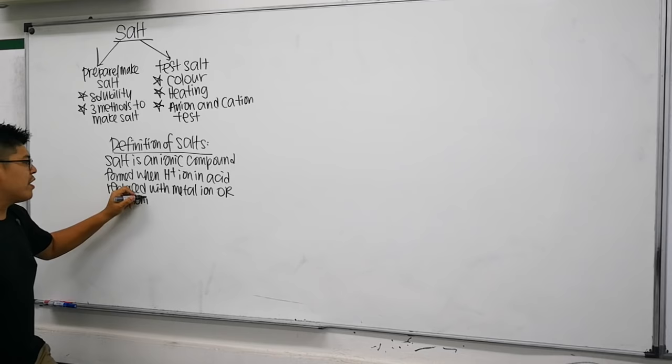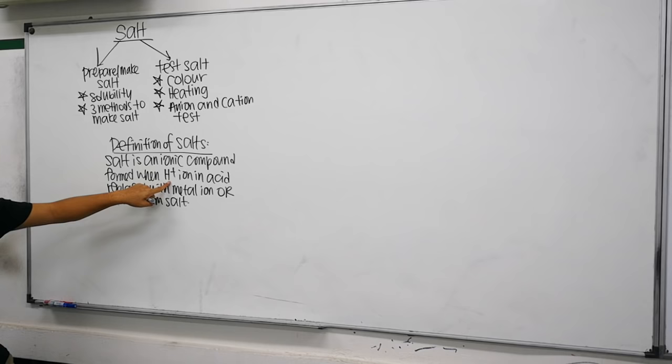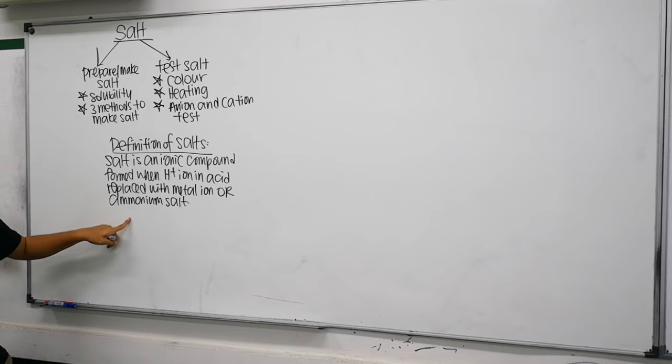This definition, if you can remember, fantastic. If you cannot, forget about it, it's okay. I never emphasize so much on memorizing. So salt is an ionic compound you form when the H plus ion in an acid is changed to a metal or ammonium ion. Then you get a salt.